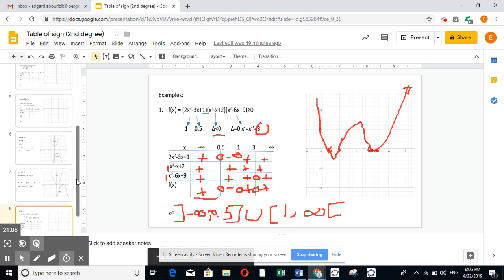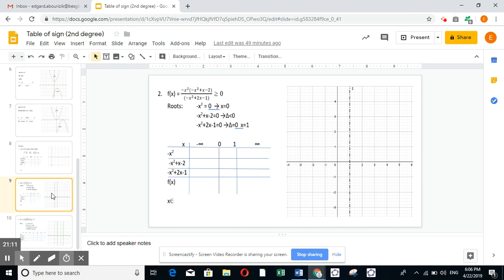So let us take more examples. I have prepared another 2 examples where we have denominator. So in this example here, we start. We have 3 factors, minus x squared. Minus x squared, it means x is 0. It's a second degree equation, don't forget, because it's a square, and it's always negative here.